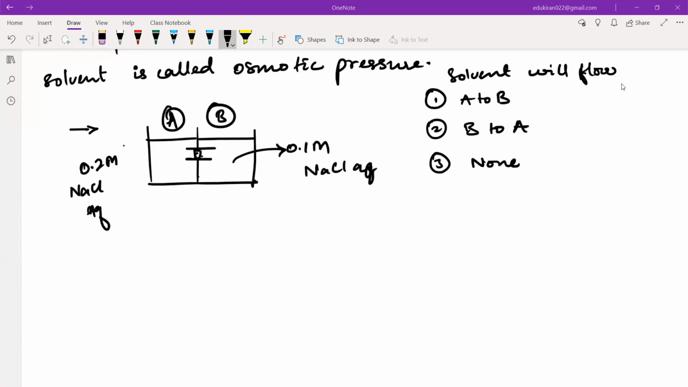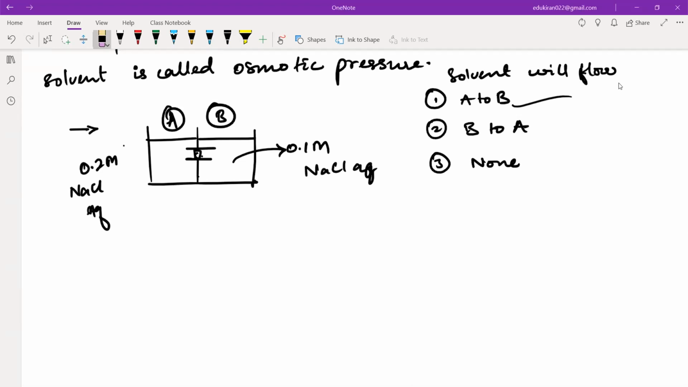Zad, why did you say A to B? Sorry, I made my mistake. Why will it go from B to A? Tell me, Zad. So it is in B. It is low concentration. So it goes from low concentration to high concentration. Low concentration of what? Solute or solvent? Solute. Very good. And please remember, it will flow from lower concentration of solute to higher concentration of solute.